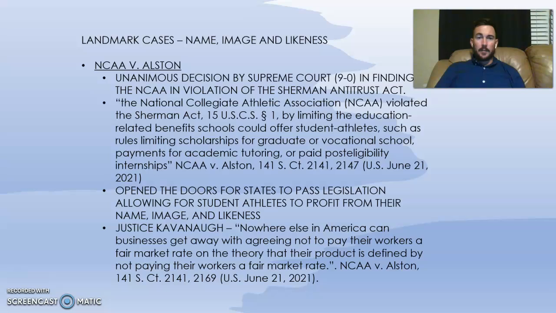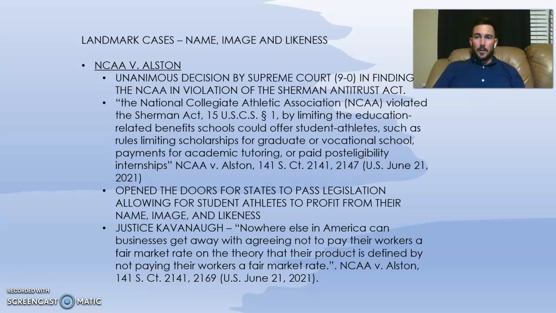In 2021, it was NCAA v. Alston. This was a Supreme Court decision, a unanimous decision, finding the NCAA in violation of the Sherman Antitrust Act. The Supreme Court found, in agreement with the district court, that the NCAA violated the Sherman Antitrust Act by limiting the education-related benefits schools could offer student athletes, such as limiting scholarships for graduate or vocational school, payments for academic tutoring, or paid post-eligibility internships. Although NIL wasn't directly addressed per se, that's what the case was centered around, and what this unanimous decision did was open the doors for the states to begin passing legislation allowing those student athletes to profit from their name, image, and likeness.